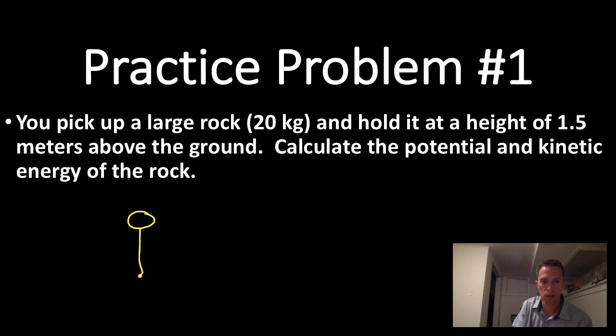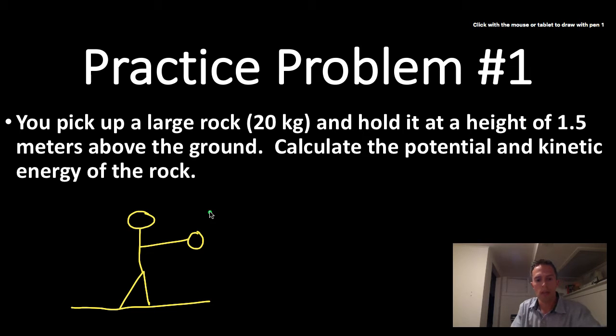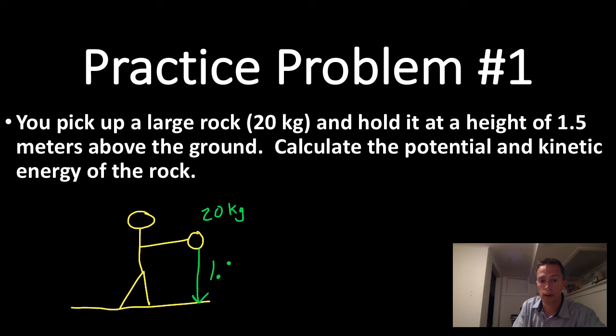And so here you are, standing on the ground here, and you're holding out a rock. This rock has the mass of 20 kilograms, so let's note that. And you're holding it at a height above the ground, so this height is equal to 1.5 meters. All right, and so it says to calculate both the potential and the kinetic energy of the rock.